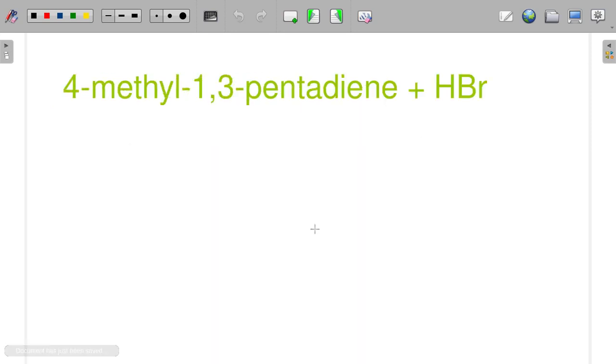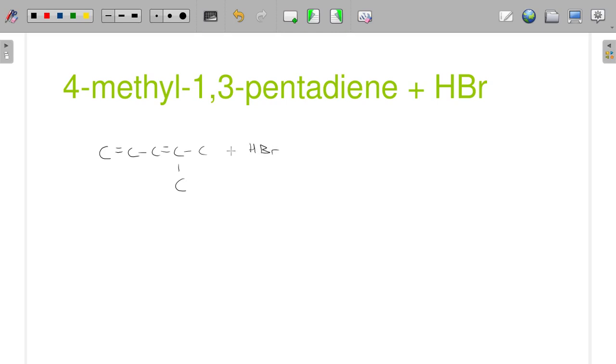All right, let's practice on one of these, a little bit more complex. I have 1,3-pentadiene with a methyl in the 4 position. So I'm going to draw this with just my carbons. Pentadiene, 1, 2, 3, 4, 5, and I will put a methyl here on the 4 position. All right, and we're going to react this with HBr.